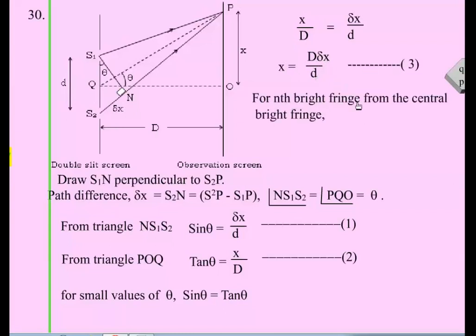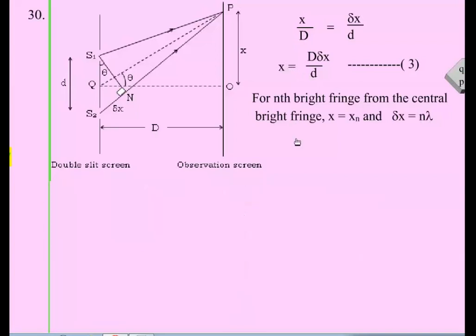For nth bright fringe from the central bright fringe, look here, this x is taken as xn, and this delta x, as it is a bright fringe, the condition for path difference is n lambda. Substitute in this equation, we get xn instead of x. Here instead of delta x, it is n lambda. So take it as equation 4.